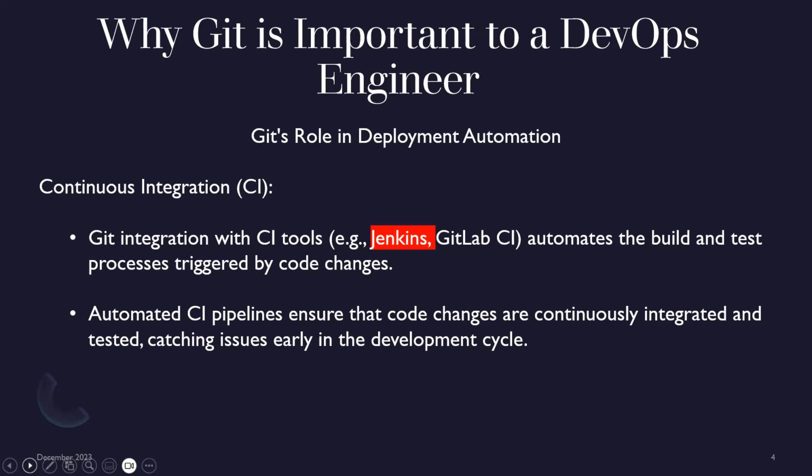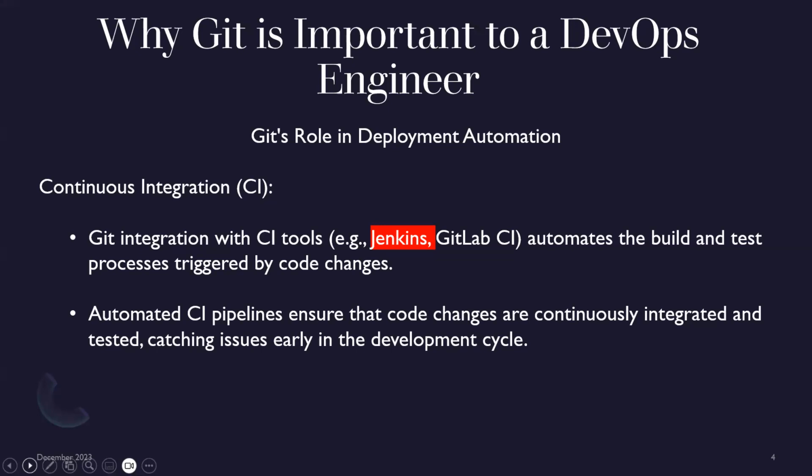We continue with why Git is important to a DevOps engineer. We are now going to look at how Git plays a key role in automation. We're going to start with continuous integration, or CI. Git can be integrated with many CI tools. For the project, we are going to see Jenkins, or we can see another CI tool called CircleCI. GitLab is another one.